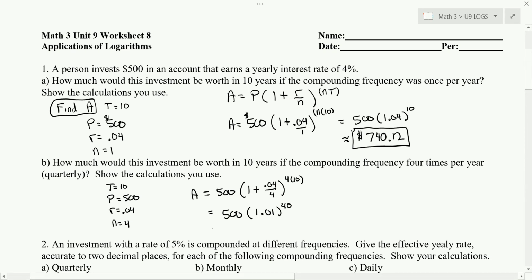And this comes out to be about $744.43. So same amount of money invested, same amount of time, but because one place compounded it once a year and the other one compounded 4 times a year, the one that was compounded 4 times a year made a little over $4 more than the first case.